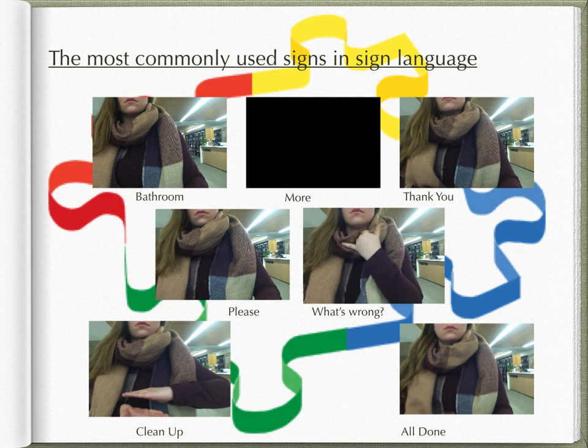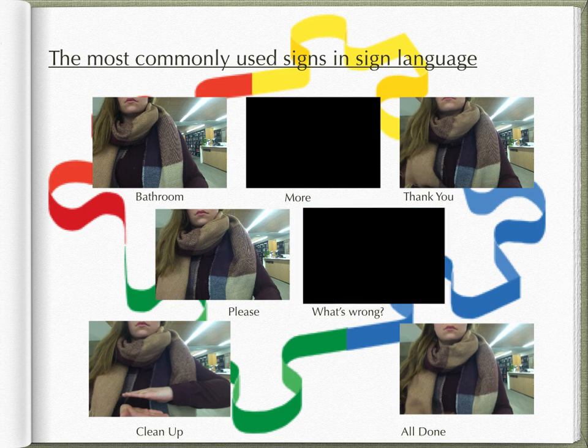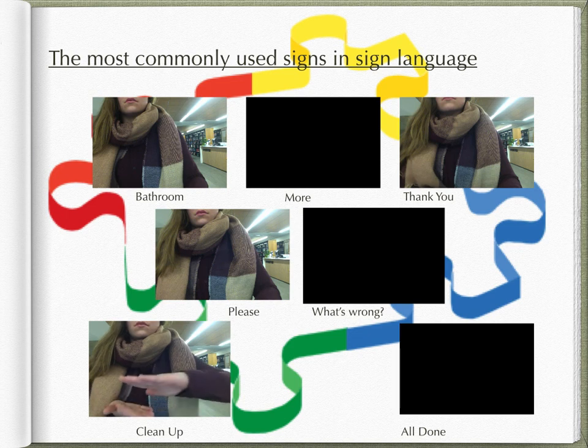What's wrong is often used by the instructor, not by the student, since the instructor might be questioning the autistic child in a visual manner about what's going on. And finally, all done and cleanup can be used often in any setting when the task is completed.